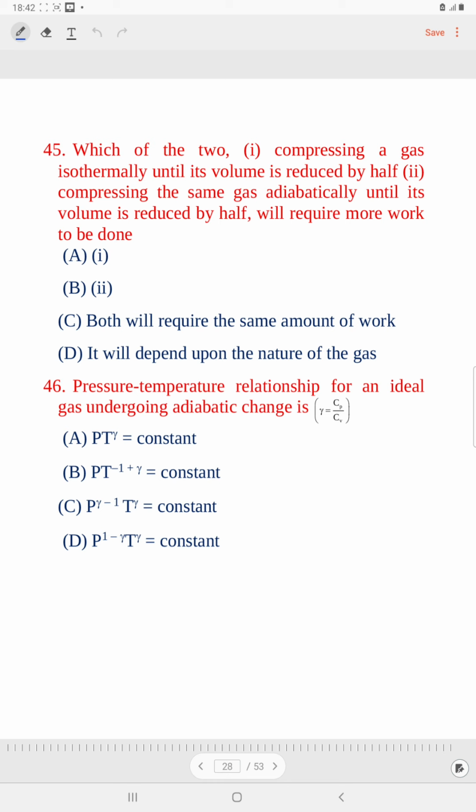So whenever you compress gas adiabatically, the work done is going to be very high. That's very important. It's option B.